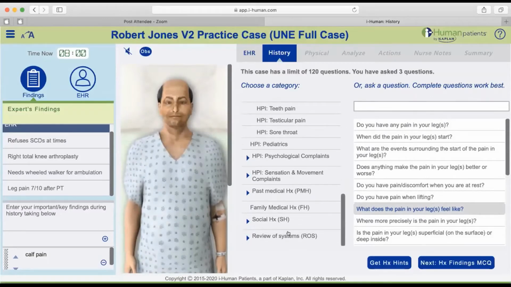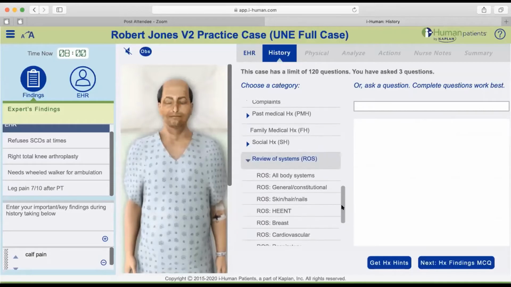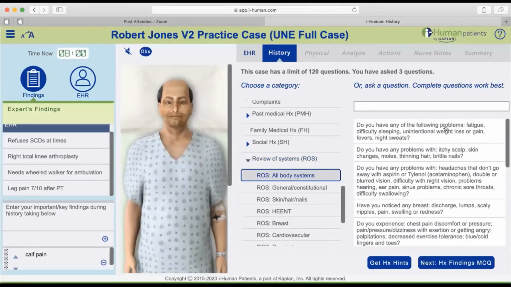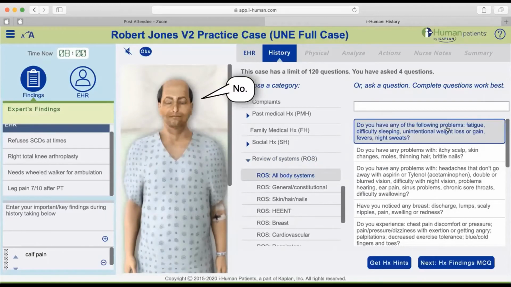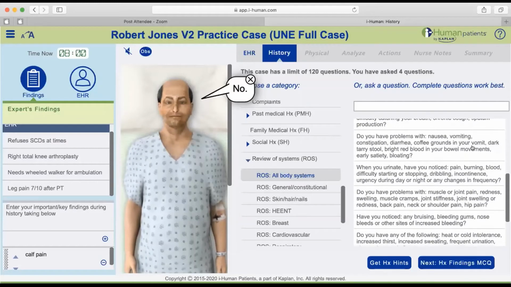I can move down to review of systems. This is a broad approach for the students. I can ask simply general questions, fatigue, difficulty. This might give me information about a systemic problem. Robert says no. Maybe I need to drill down with respect to muscle or joint pain, redness or swelling. And Robert says yes. The goal of these review of system questions is maybe on a global sense, allow the students to identify what body system might have concerns and then drill down into those questions specifically.